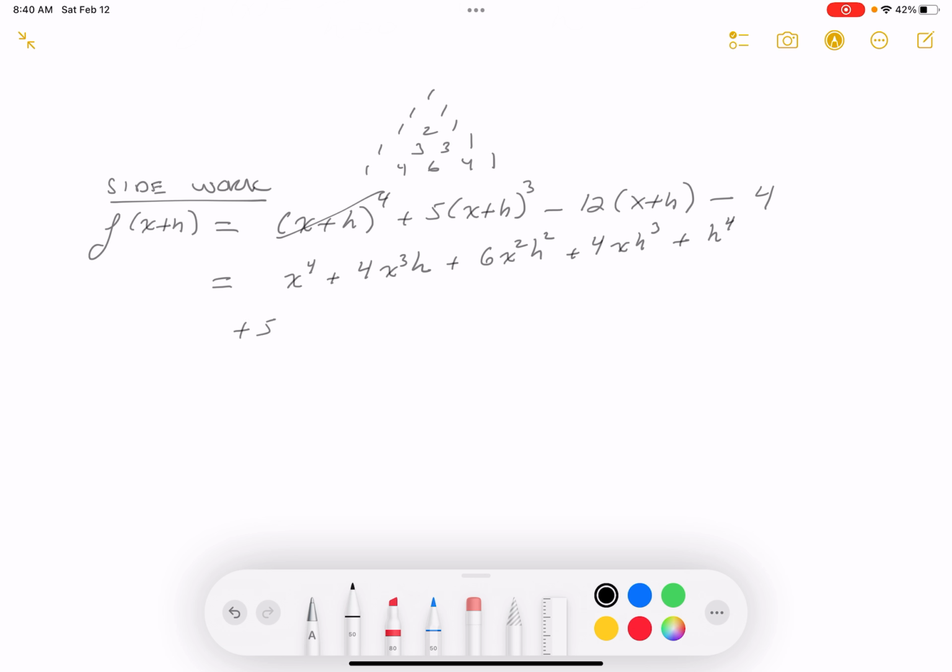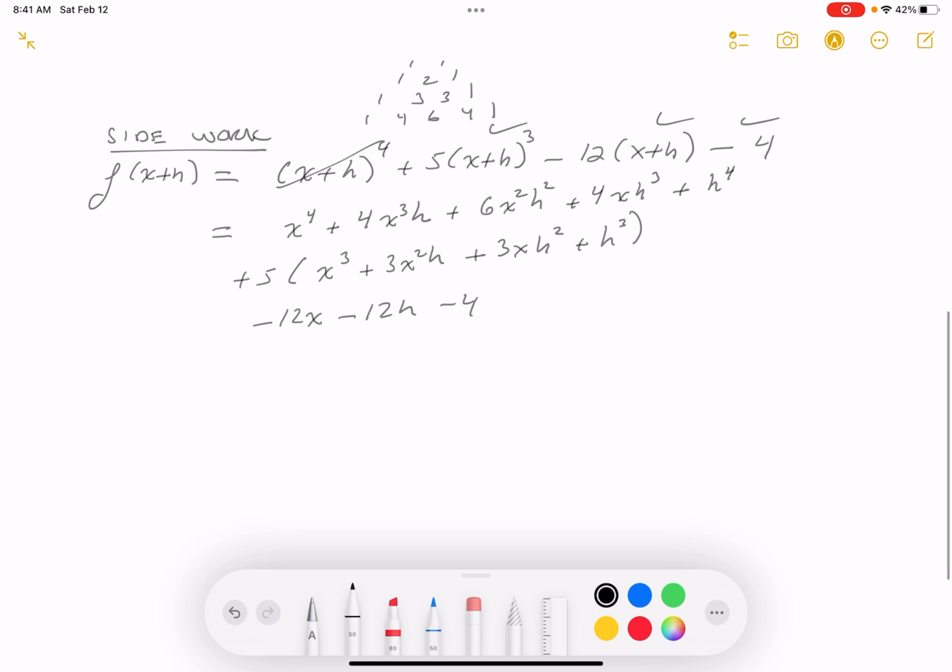Plus 5, then I got this cubic expansion. Well, that's also pretty easy. That's going to be x cubed plus 3x squared h plus 3xh squared plus h cubed. All right, that's not so bad. What's the next thing going to be? Minus 12x minus 12h minus 4. So all terms have been accounted for. It's trouble, though, and I know it's trouble.